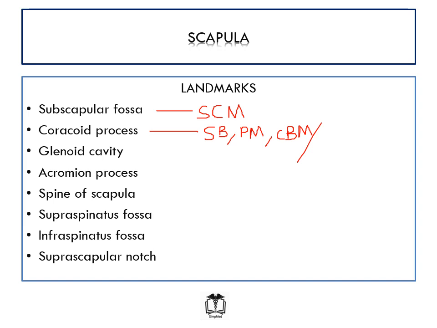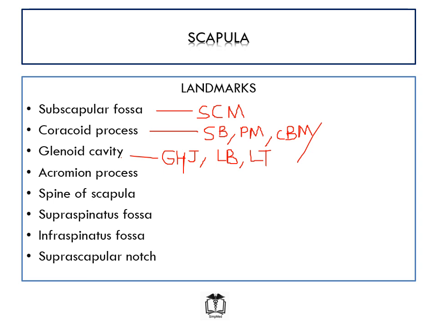The third landmark of the scapula is the glenoid cavity. And the glenoid cavity is also called the lateral angle. The glenoid cavity is related to a joint in the upper limb alongside some muscles that are attached to it. The joint that is related to the glenoid cavity is the glenohumeral joint, also called the shoulder joint. And then the muscles that are related to the glenoid cavity are the long head of the biceps brachii muscle and the long head of the triceps brachii muscle. So please do remember LB and LT.